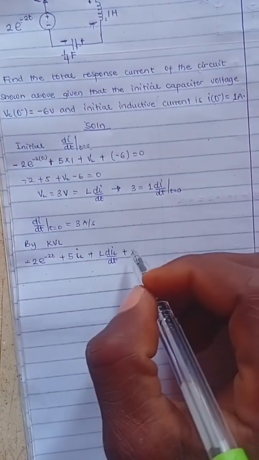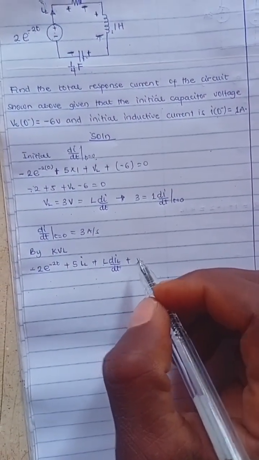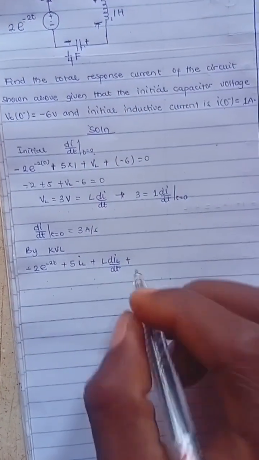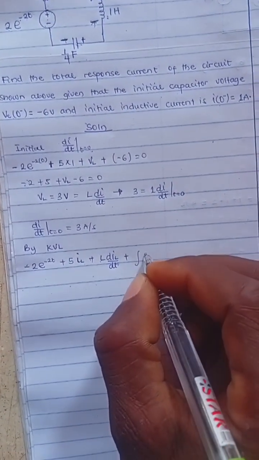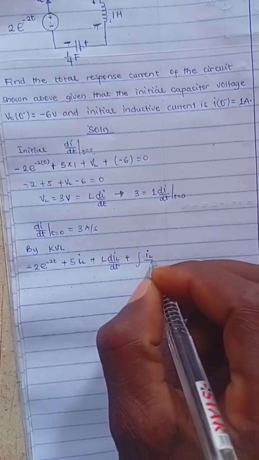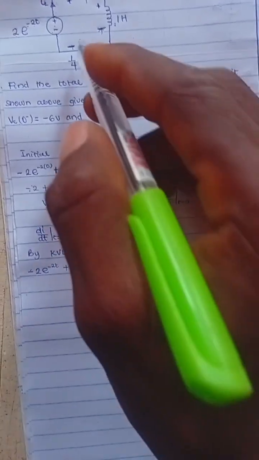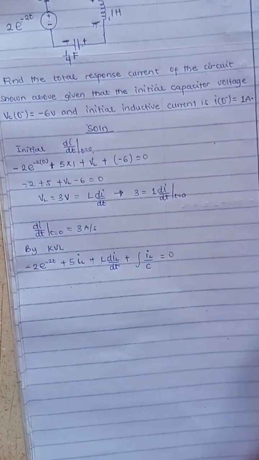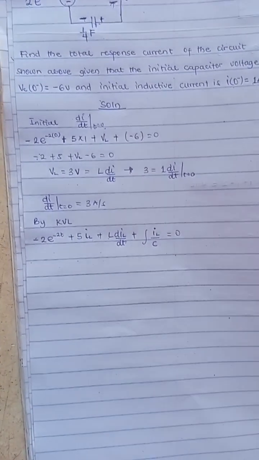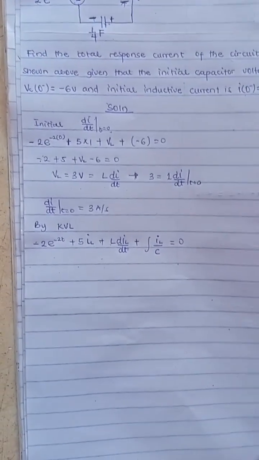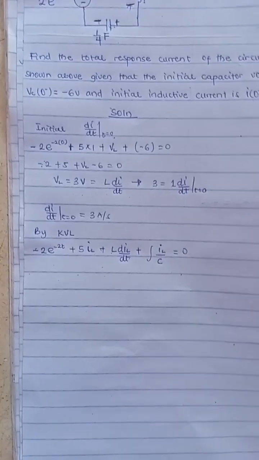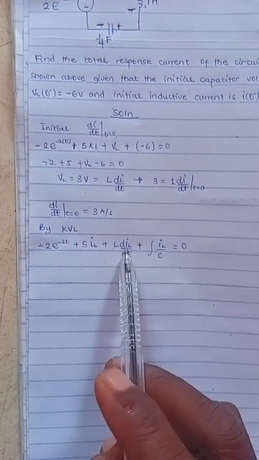Now, since we don't have a direct relation for the capacitor's voltage, you relate it to the current flowing through it. That would be equal to the integral of the current flowing through it divided by the capacitance, and that would be it. You equate to 0, right? So this equation is like an integral differential equation. And read what I just said: integral differential equation. It carries a derivative and an integral.